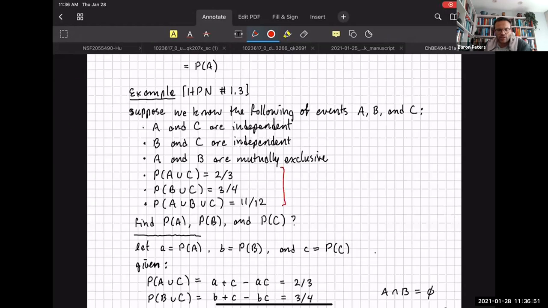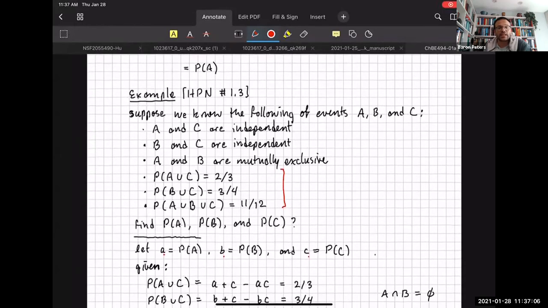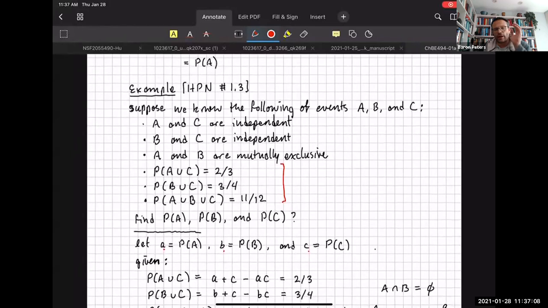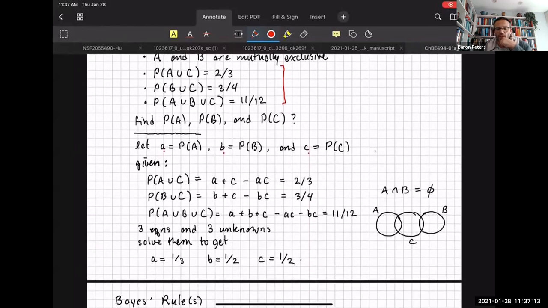Really, you can think of this the same way you always do. These are three equations and you have three unknowns. We're going to call them little a, little b, and little c, just to keep the notation simple, but these correspond to probability of A, probability of B, probability of C, respectively. So what do the given equations say? It always helps to draw a Venn diagram and try to make it consistent with what you're given. So here are the events A, B, and C.